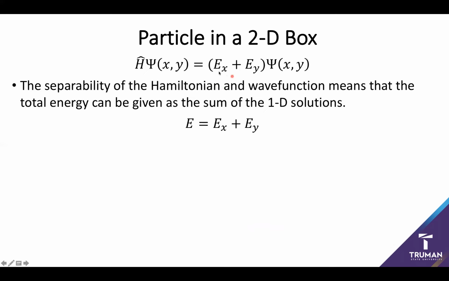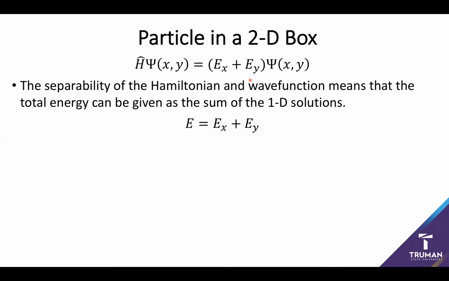So it turns out that the eigenvalue for a two-dimensional Hamiltonian is simply the sum of the one-dimensional energies. So this means if you have any kind of multi-dimensional system where you can separate out the Hamiltonian and wave function into their component parts, the resulting eigenvalue is just going to be the sum of the one-dimensional eigenvalues. And so you're going to note that as we go forward, separability of wave functions and Hamiltonians is going to be a very big feature.